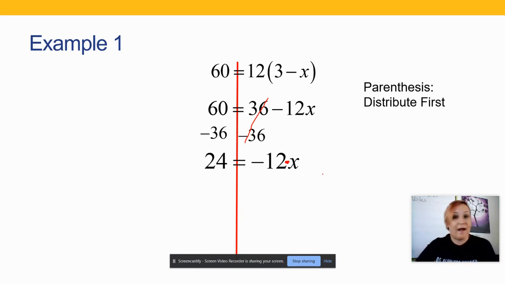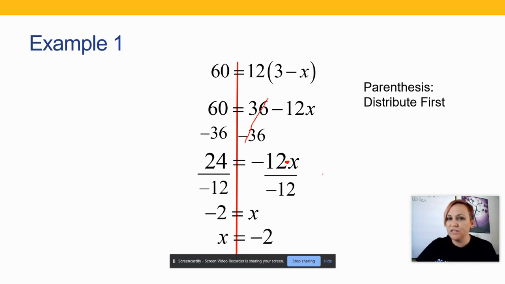Again, I'm not going to add the 12 because the 12 is attached by multiplication. It's all about how it's connected to the letter X. So I'm going to divide by negative 12. And I get my answer. I do like to write my letter on the left, so I'm going to switch it around.